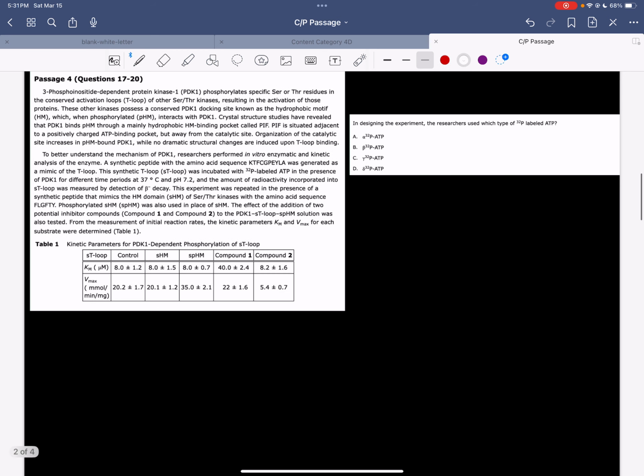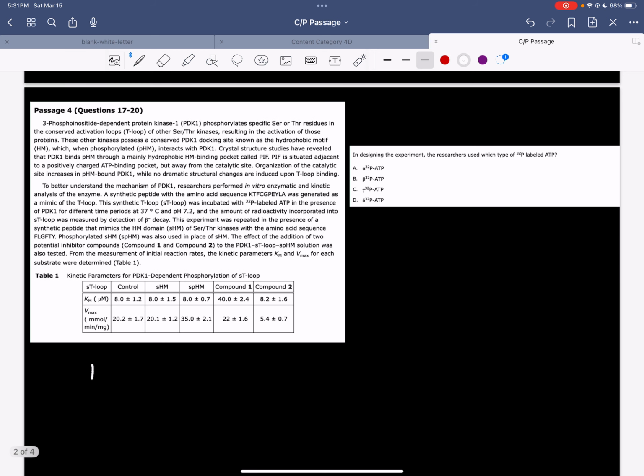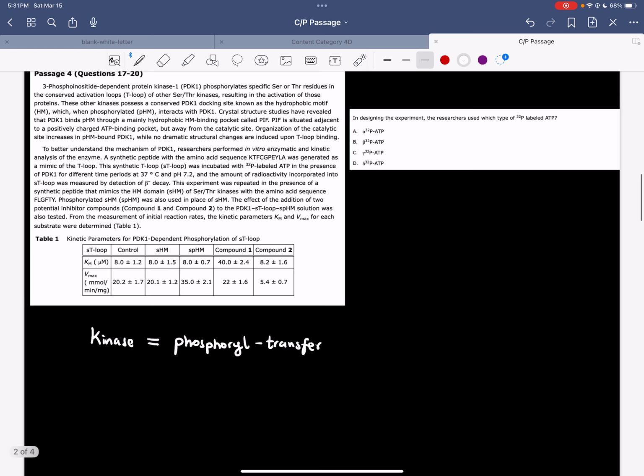If you have a very strong command of biochemistry, whenever you see the word kinase, that tells you what is going on is called a phosphoryl transfer. Now, there's something about ATP. ATP has 3 phosphoryl groups. That is why it is called adenosine triphosphate.